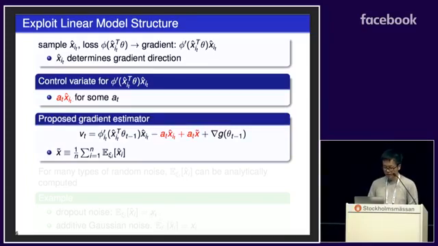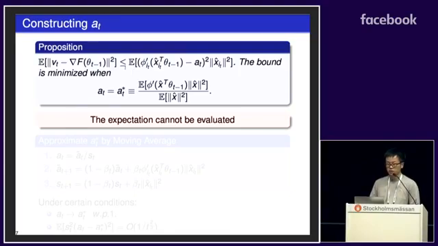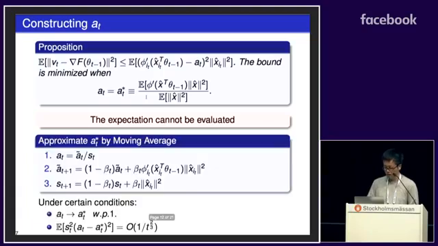So here we need to compute the expectation of the feature vector. But luckily for many types of random noise, this expectation can be computed, such as for dropout and additive Gaussian noise, the expectation of the corrupted features is just equal to the original feature vector. And the next step is to construct a_t. To construct a_t, we consider minimizing the variance bound. By minimizing the variance bound, we have the optimal a_t here. But the problem is this expectation cannot be computed. Then we consider approximating this a_t by a moving average. From this moving average, under certain conditions, we can prove that a_t converges to the optimal value with probability 1, and it also has a convergence rate of 1/t^(2/3).